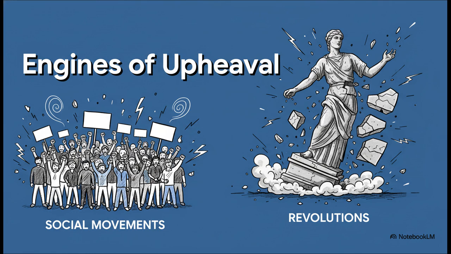And sometimes, change isn't gradual, it's explosive. This is where you get social movements and revolutions. Political scientists study what pushes people to get organized and demand change. And by comparing revolutions across history, from France to Russia to Iran, we can start to see these common patterns, these triggers for a complete overthrow of the state.